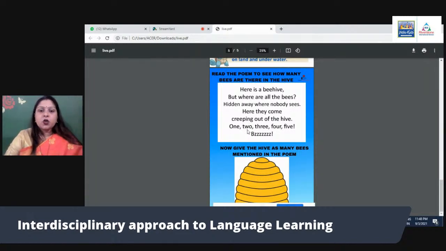After which, what they are doing is drawing the bees in the given hive that is here. So we have a hive here. The kids can draw the bees if they like. They can paste stickers. They can do finger painting. So there is a wide variety of scope for DIY or creativity through this worksheet.